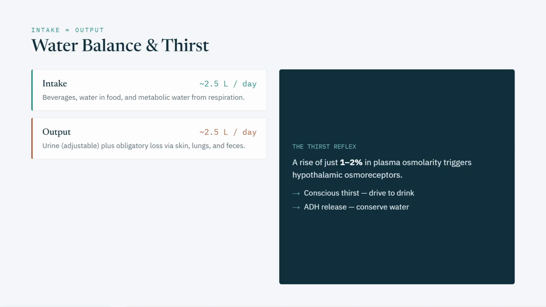The behavioral half of this is thirst. Osmoreceptors in your hypothalamus are exquisitely sensitive. A rise of just 1 to 2% in plasma osmolarity is enough to trigger them. And they fire two responses at once. Consciously, they make you feel thirsty and go get a drink, and hormonally they trigger ADH release so the kidney holds on to water. Intake and conservation, defended together from a single signal.